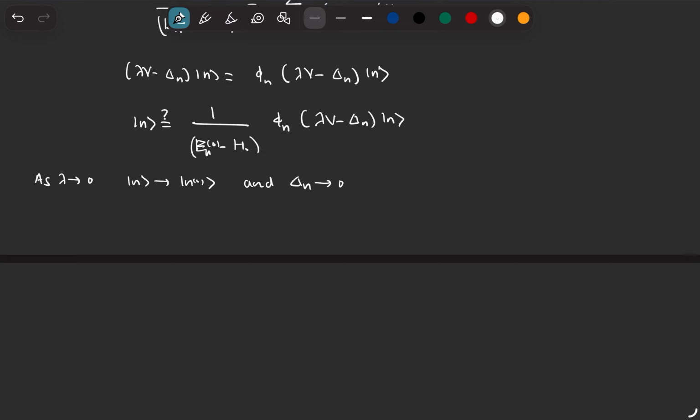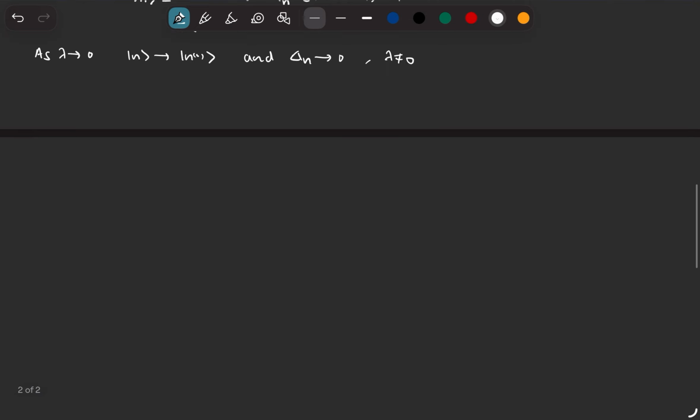But this cannot be correct in that case, because everything will be a mess here. So this is not possible if Λ goes to 0 and Δn also goes to 0 and also approaches the unperturbed state. So it's not fine. But nonetheless, for non-zero Λ not equal to 0, we can add something.